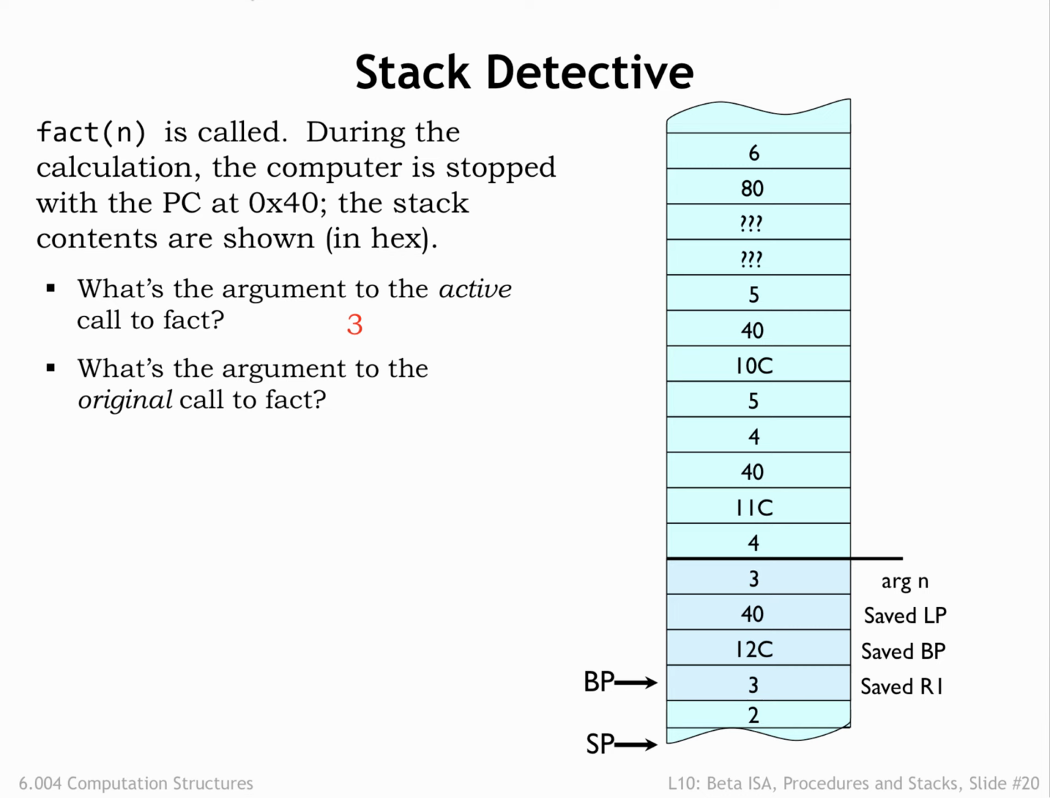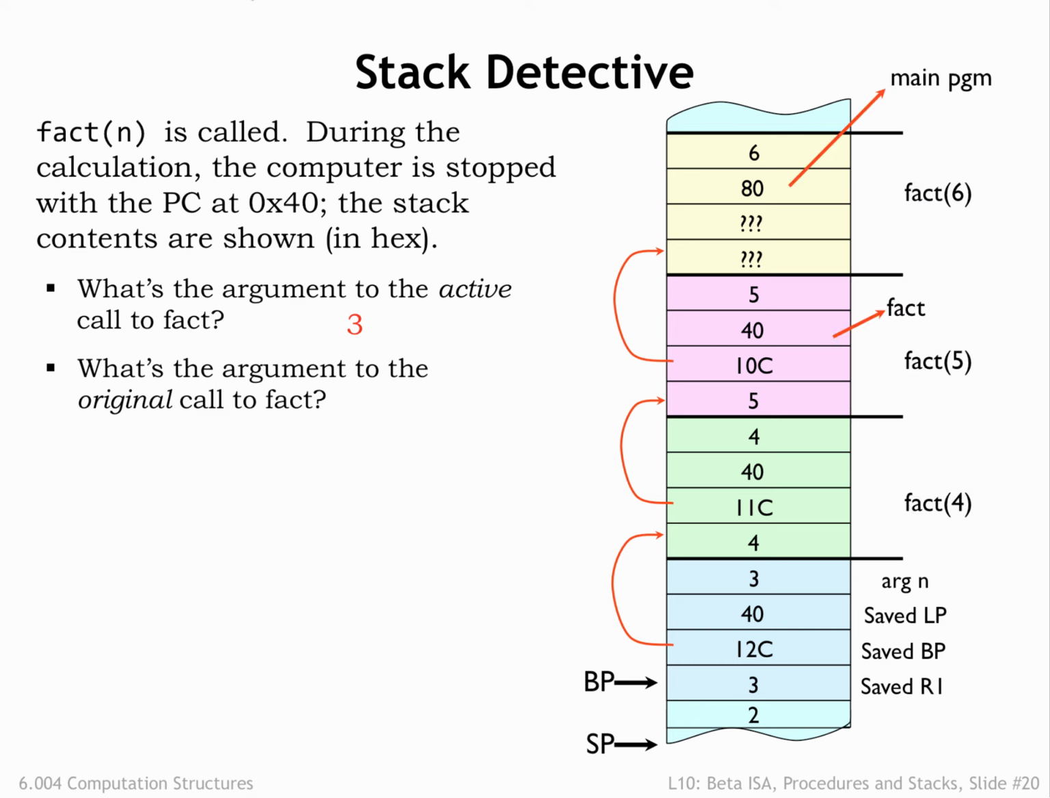Now we want to know the argument to the original call to fact. We'll have to label the other stack frames using the saved BP values. Looking at the saved LP values for each frame, always found at offset -8 from the frame's BP, we see that many of the saved values are hex 40, which must be the return address for the recursive fact calls. Looking through the stack frames, we find the first return address that's not hex 40, which must be a return address to code that's not part of the fact procedure. This means we found the stack frame created by the original call to fact, and can see that the argument to the original call is 6.